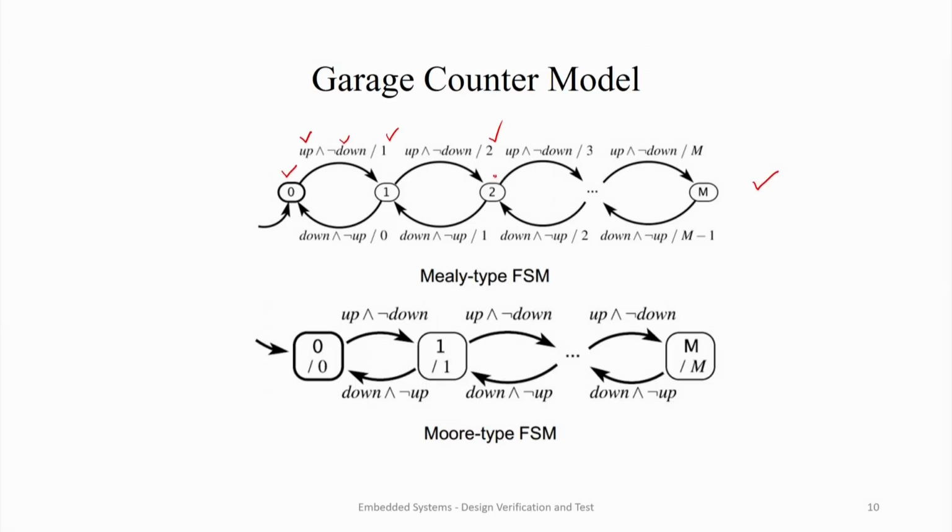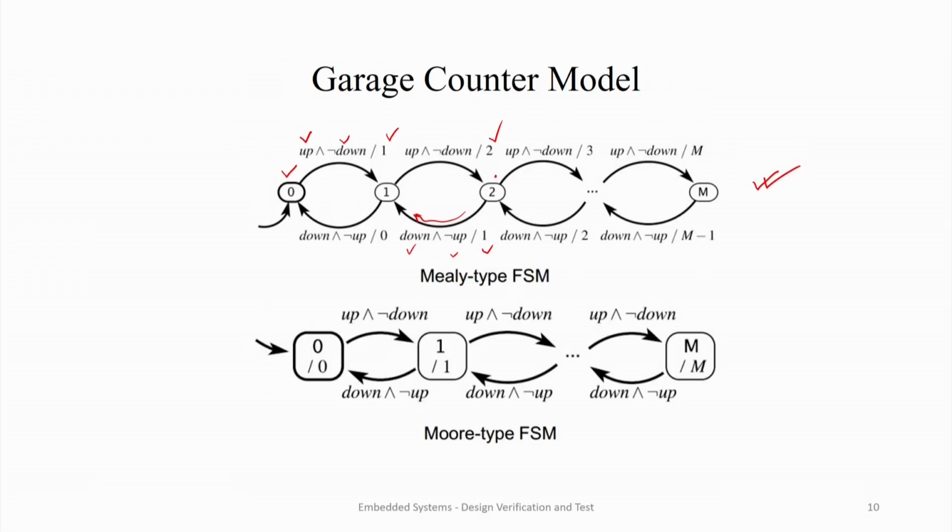Now, you moved to state 2. So, a state tells me the current number of cars in the garage, and at state 2 again 1 car goes out. So, down is 1 and up is 0. If it so happens, then you produce an output of 1, because you go back to state 1 and the number of cars actually is 1 in the garage at this time. So, this is how you can define a Mealy FSM for the garage counter.